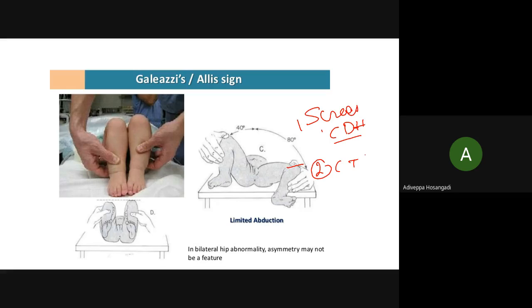Similarly for CTV, the foot. If you dorsiflex the foot, imagine or do it yourself. You dorsiflex your own foot so that the dorsum of the foot touches the tibia. So if you dorsiflex the foot, it should touch the tibia. It means there is no CTV. These are two important screening tests you have to do in the labor room in a newborn child.